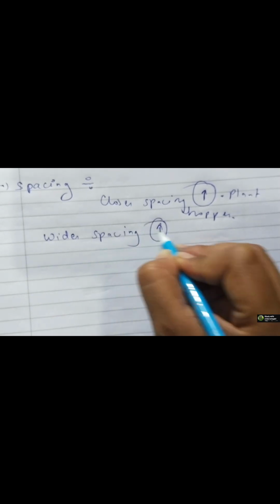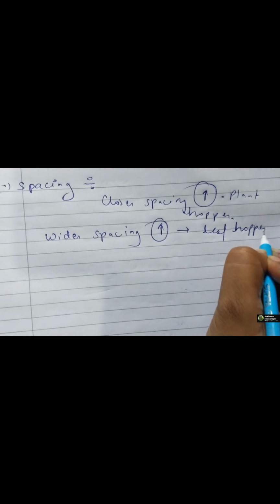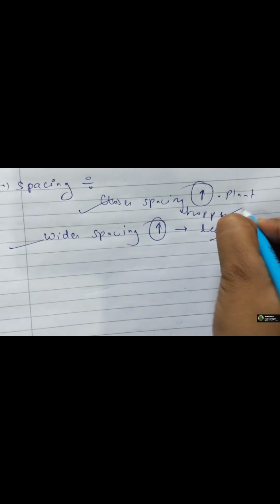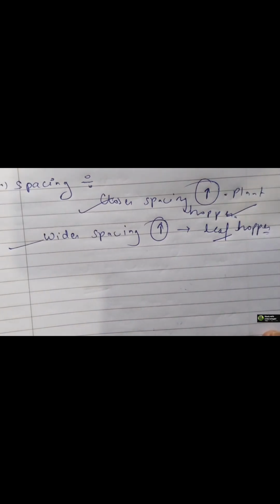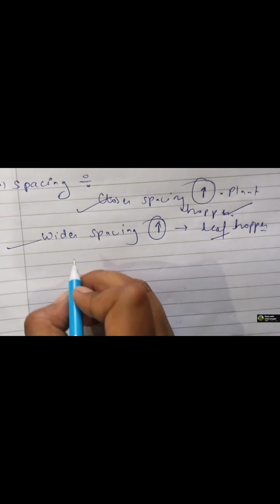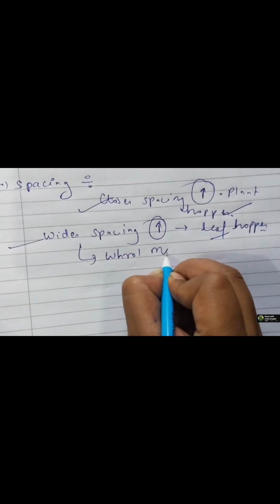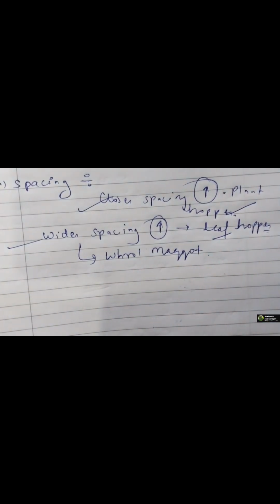Wider spacing increases leaf hopper. Remember it: wider spacing favors leaf hopper, closer spacing is favorable for the plant hopper. So increasing spacing in rice increases it; likewise, wider spacing is also favorable for the gall midge (vole maggot) in rice. It is given in the ready reckoner also.